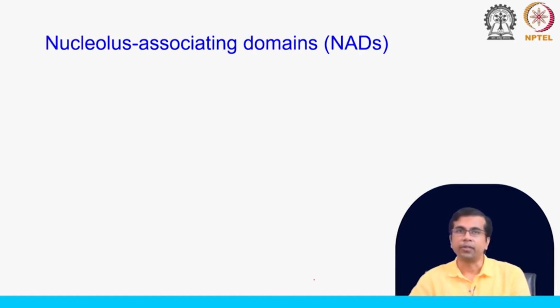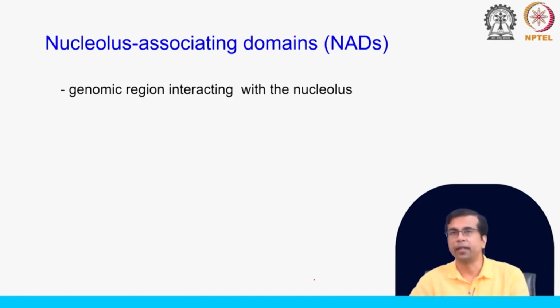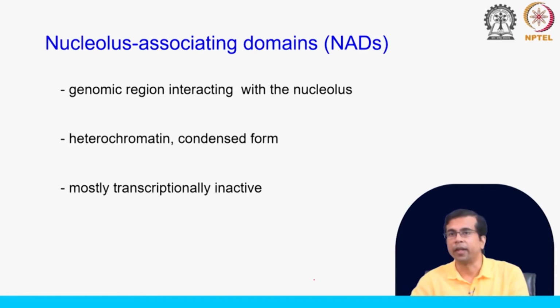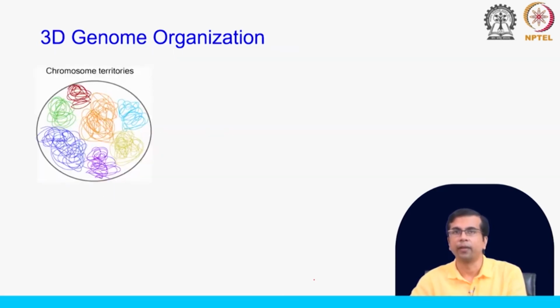Then you have the final term, which is the nucleolus associating domains or NADs. Like LADs, these are regions that interact with the nucleolus. The nucleolus is the region of the nucleus where ribosomes are formed. So, these are the nucleolus interacting regions. These are also mostly heterochromatin in condensed form, and they are transcriptionally inactive. So, what you have seen is that cLADs and NADs are mostly transcriptionally inactive. fLADs can be transcriptionally active or maybe inactive. Just to illustrate better, I will use a schematic diagram and some animations so that you understand this better.